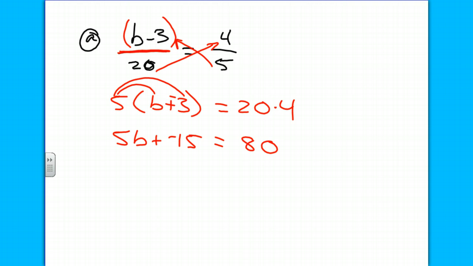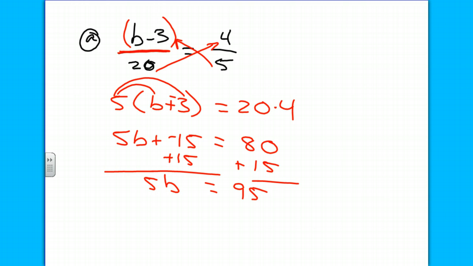And now we're back to a 2-step problem. And so how do we undo the negative 15? How do we undo the negative 15, Spencer? Good. Add 15. That's the inverse of negative 15. And then how do we undo the 5? Divide by 5. And that leaves us with b equals, I think it's 19. Did anyone get 19? Yes.